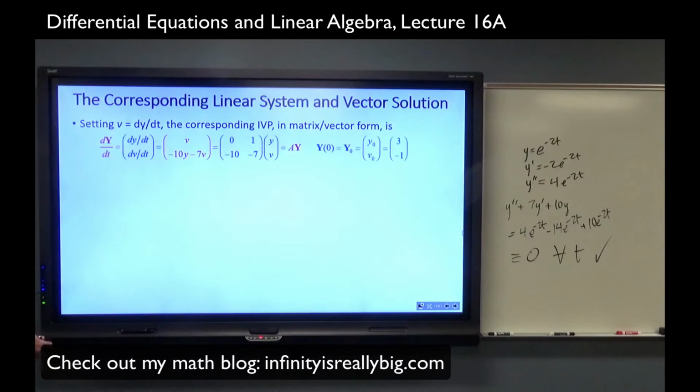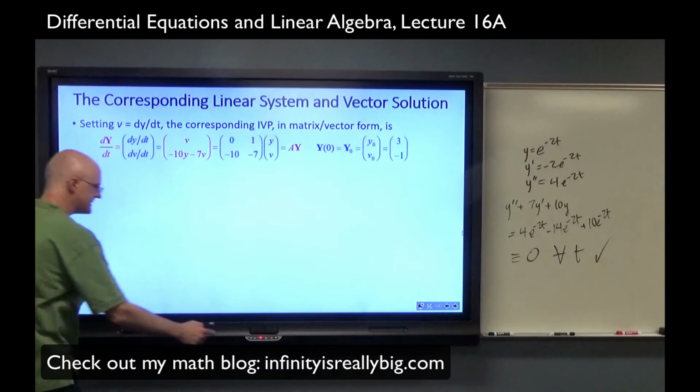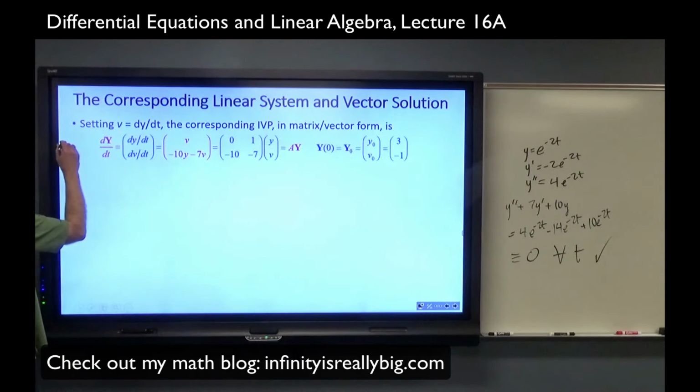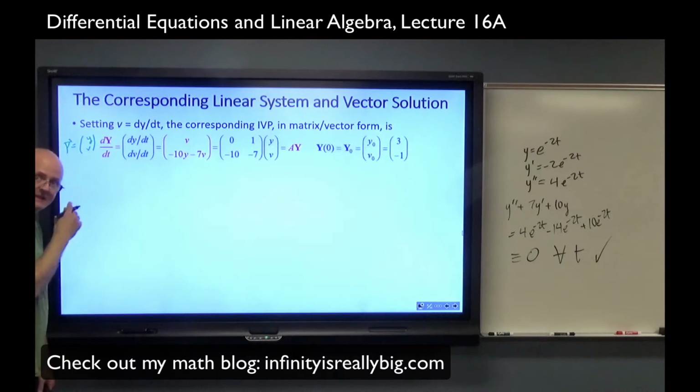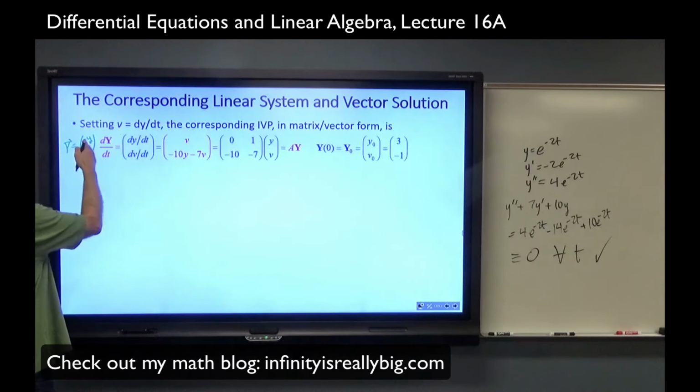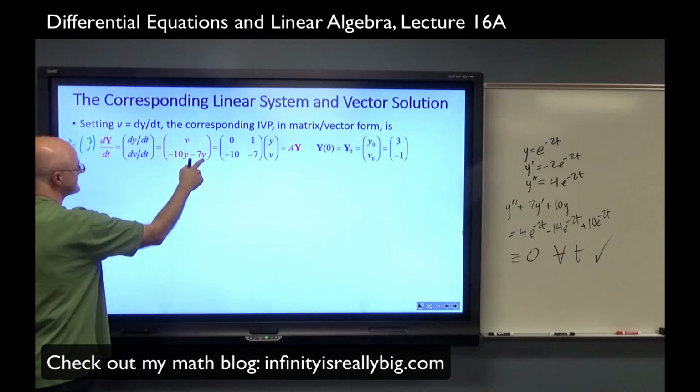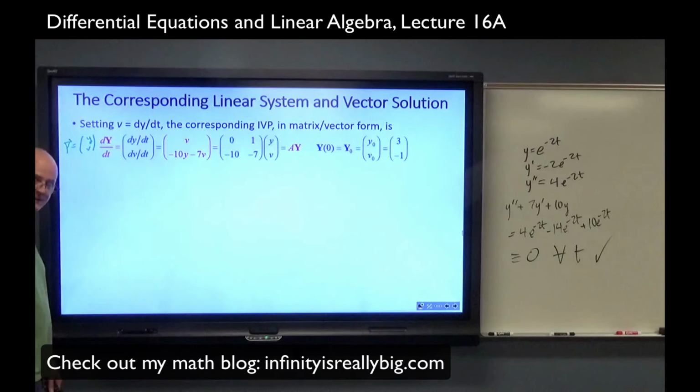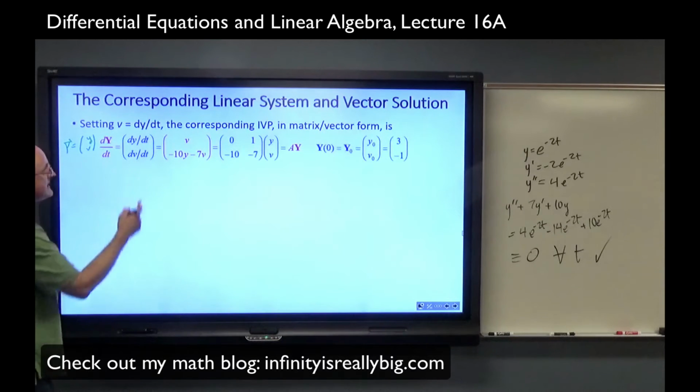Think about it. Capital Y really represents the vector whose components are little y, little v, as we've been talking about recently. These things are functions of t. And since dy/dt there equals v, and dv/dt here equals negative 10y minus 7v, we can say these two vectors are the same. Where did that dv/dt equation come from?